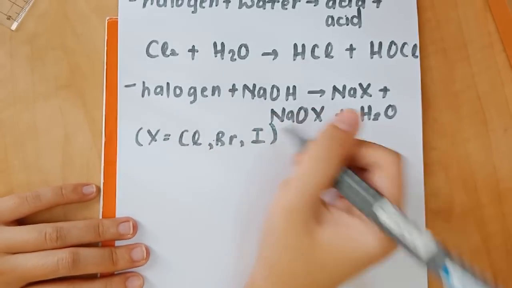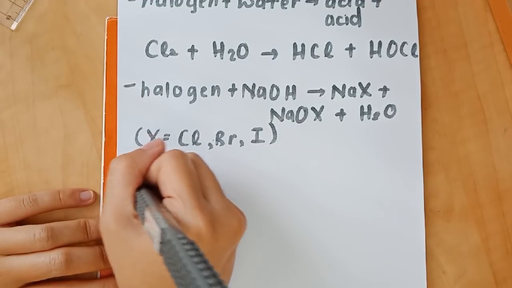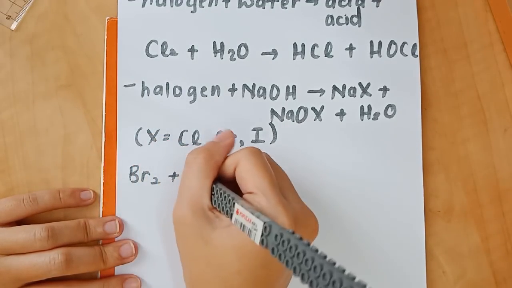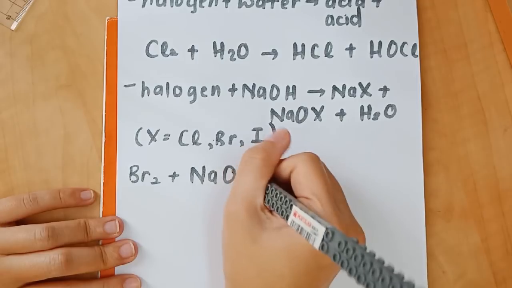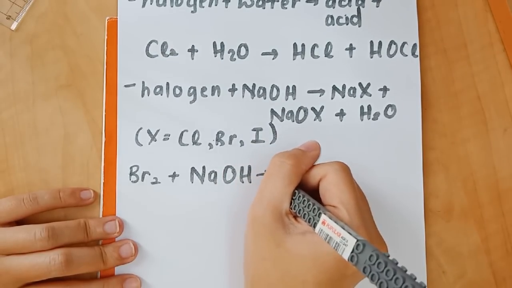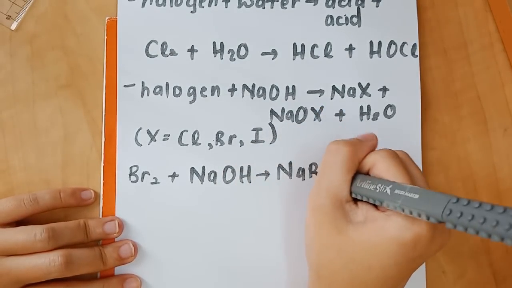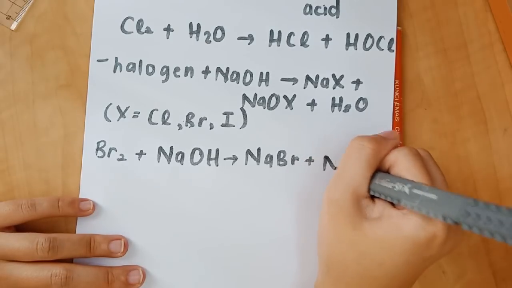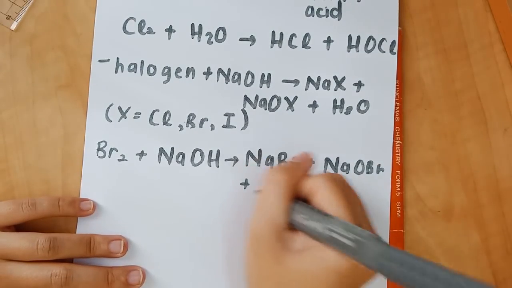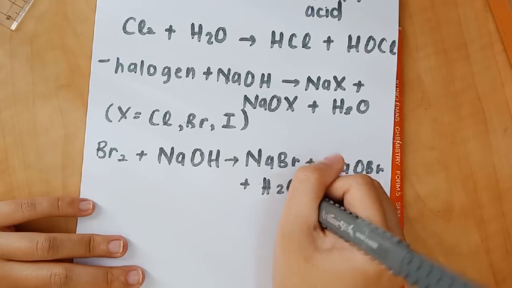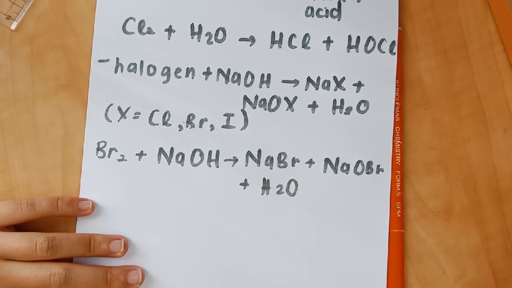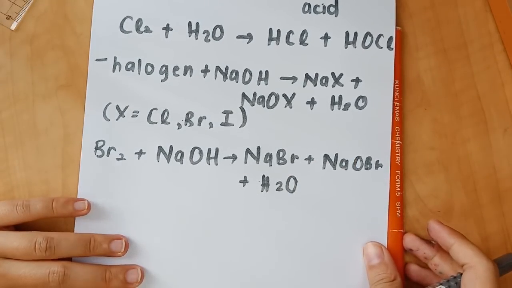And then the example that I used here is bromine. When NaOH is added to Br2, NaBr, NaOBr, and H2O are produced. And unfortunately, there is no shortcut when it comes to this. You just have to memorize the products of these chemical reactions. That's just the way it is.